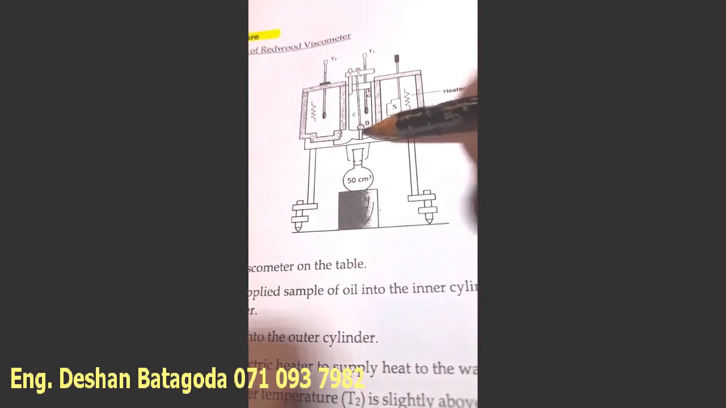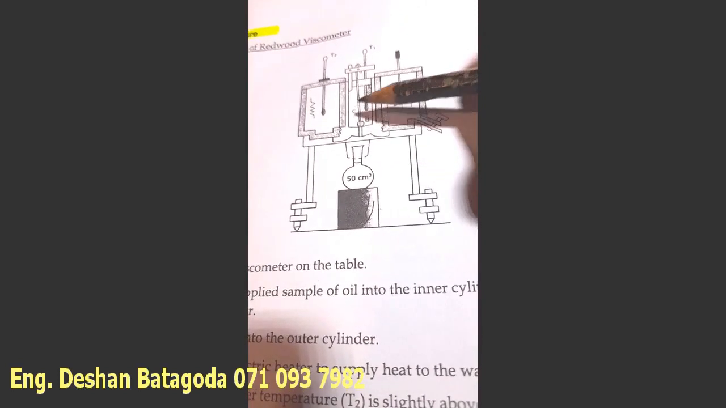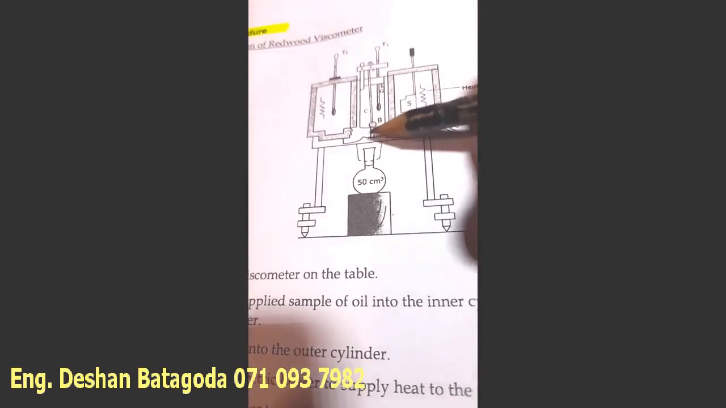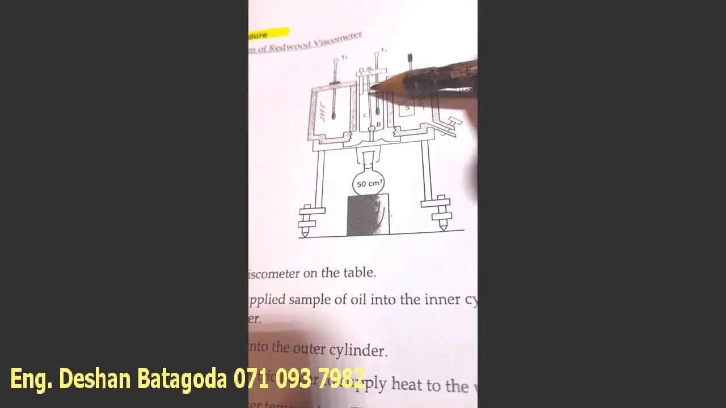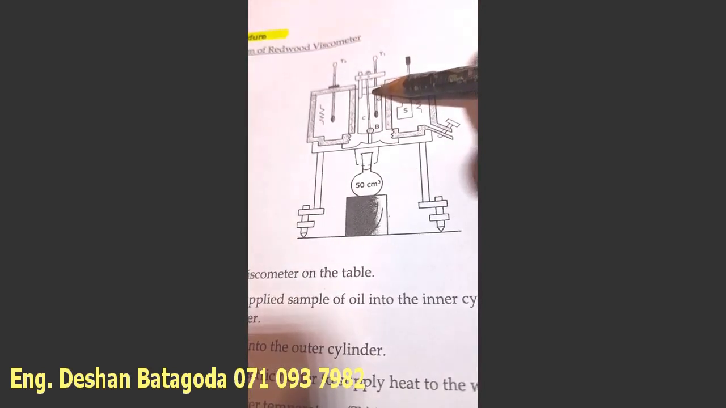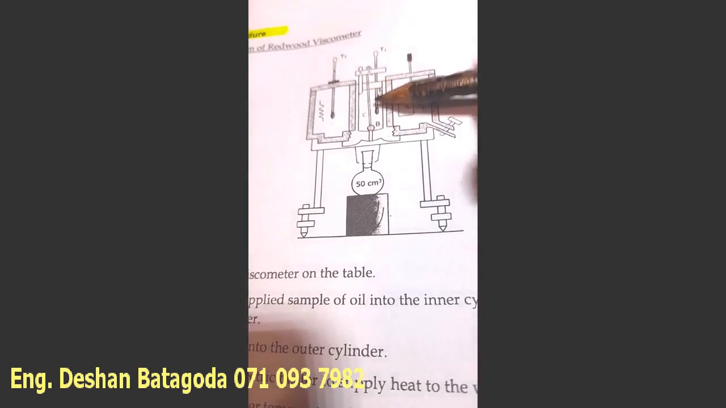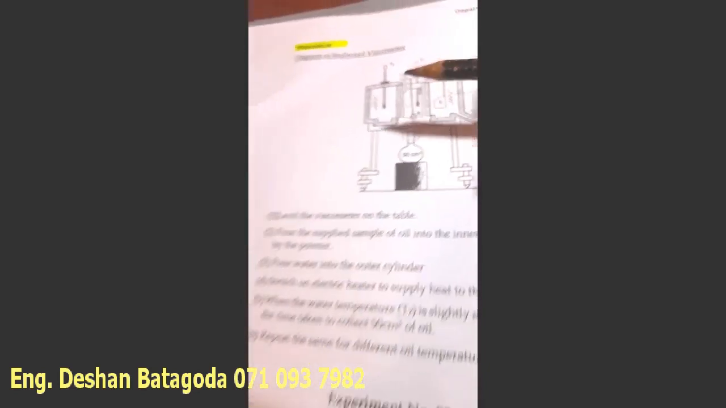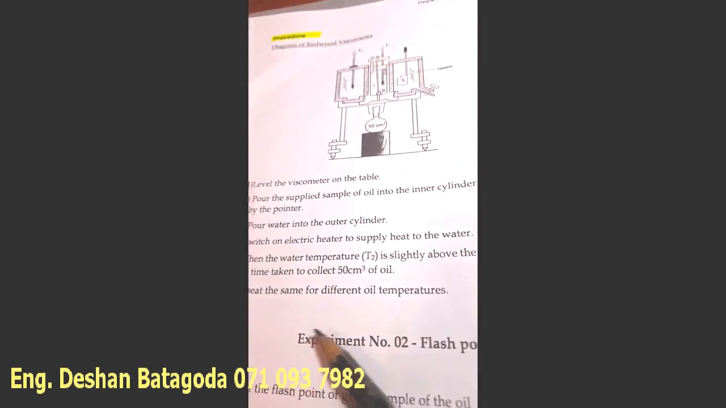This pin covers that hole, right? That allows the fluid inside here, which is this oil, to pass through. Now here you can see this pointer-like thing. We can lift this pointer, and then oil can pass through this hole, okay? Then repeat the same for different oil temperatures.